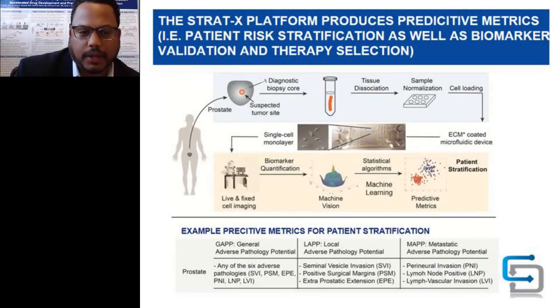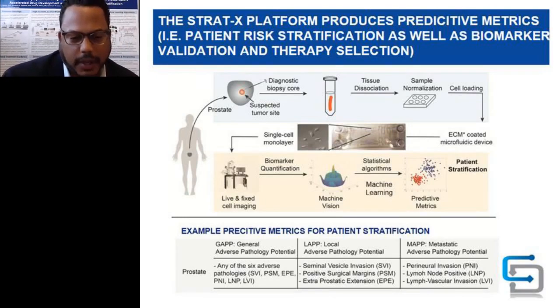That tube is then packaged on ice or cold packs and transported within 72 hours to a central laboratory where it can then be processed by dissociation, normalization, and then loaded onto a microfluidic device for image analysis towards biomarker quantification by machine vision. And then, of course, after those biomarkers are quantified, they're put into machine learning derived statistical algorithms to predict.